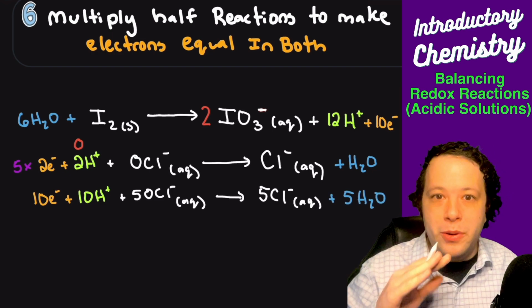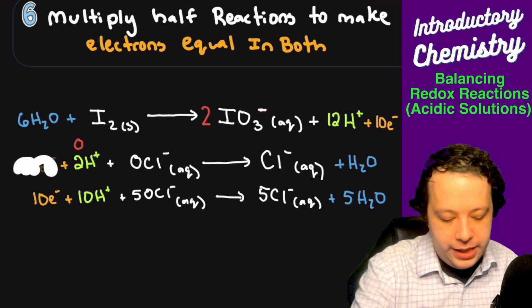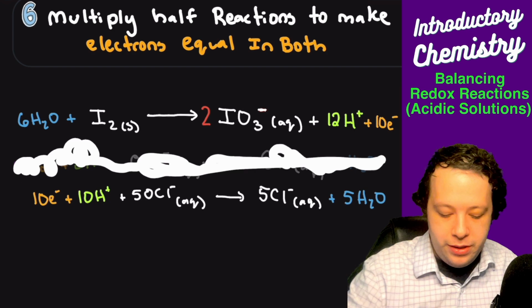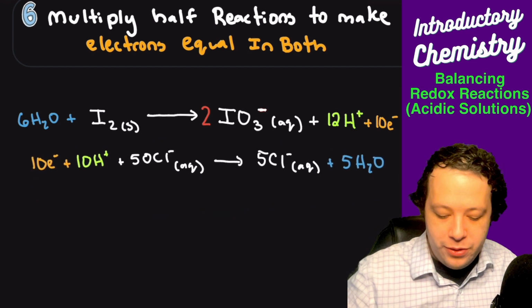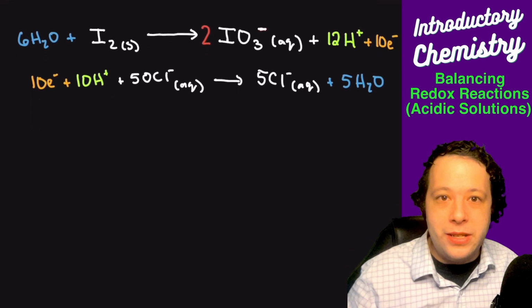Okay, so we multiplied everything by 5. Now, what that means is we can get rid of this entire thing on the top. We don't need it anymore, so we'll get rid of that. All right, so now we can put the two equations next to each other. And this is where our next step is going to come into play.